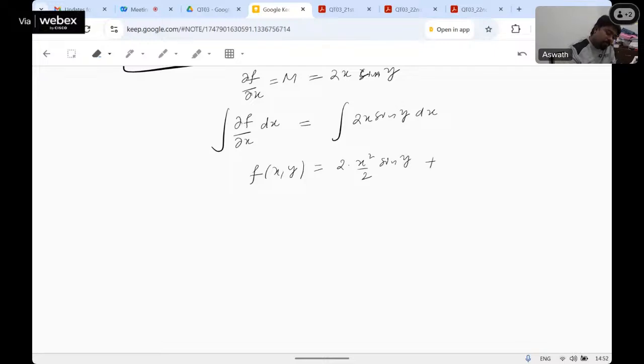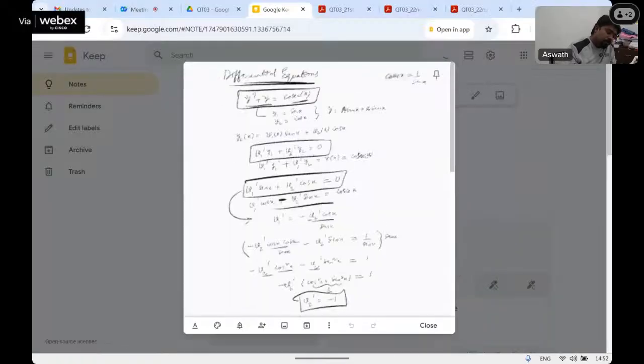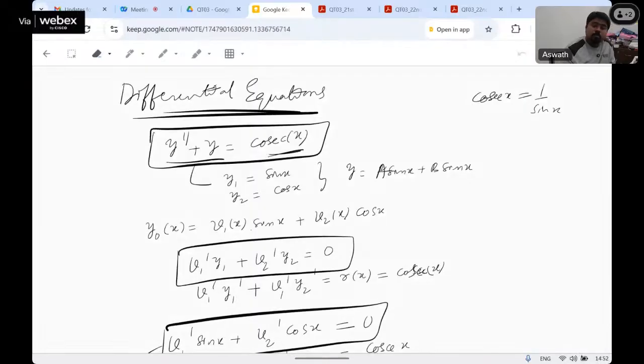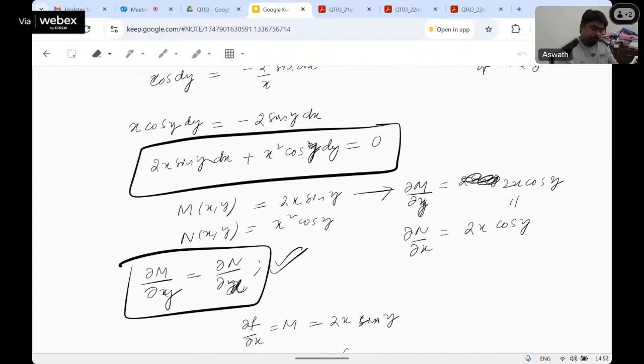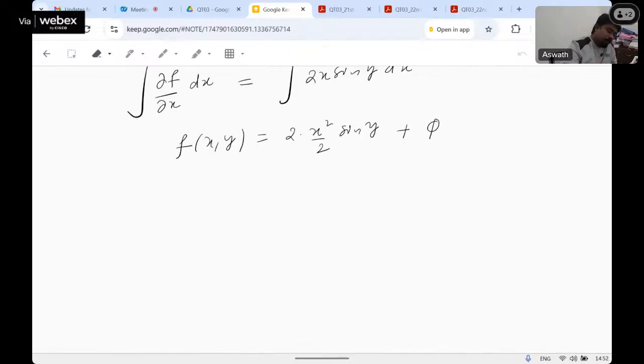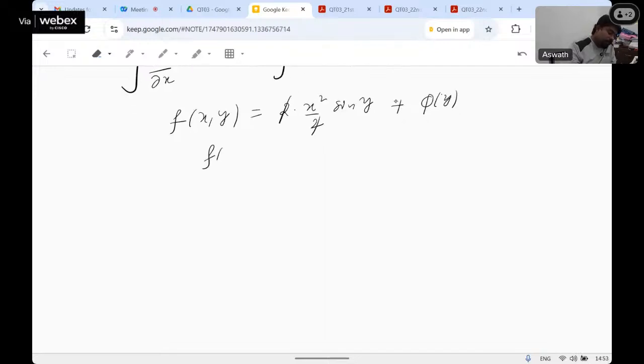What would that constant be? The constant would be a function of y. Function of y, very important, because we have taken the integration only with respect to x. So this is just coming out of the integration without doing anything. Okay, so f of x comma y is x square sin y plus a function of y.